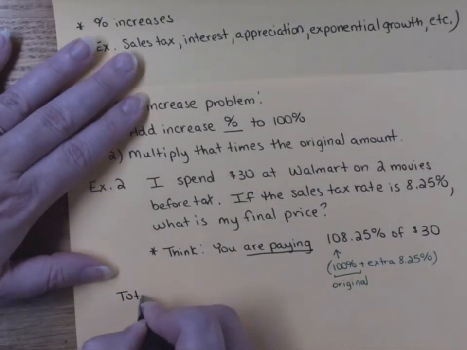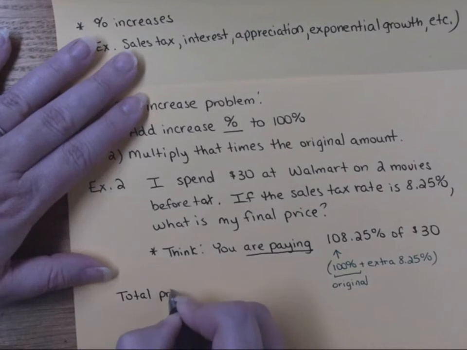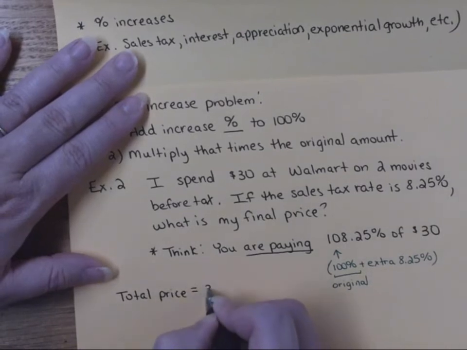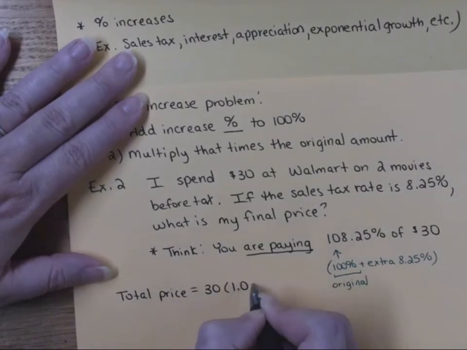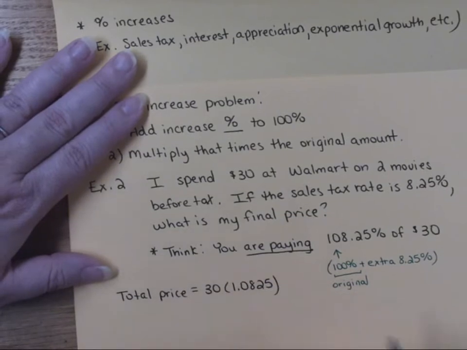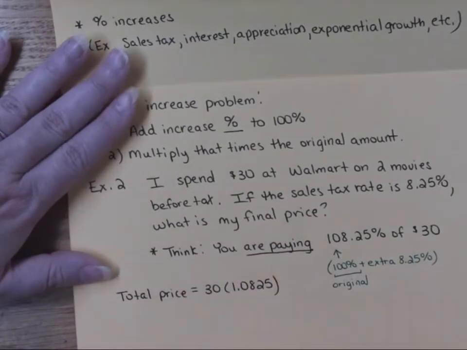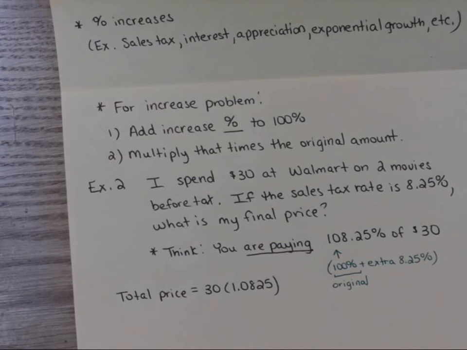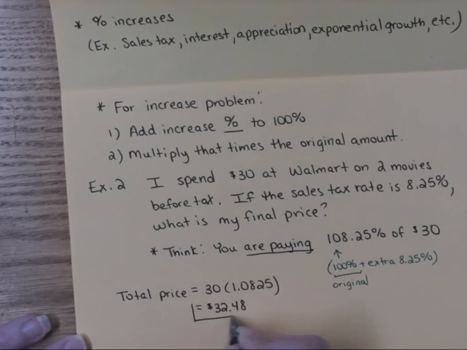So if I want to know the total price, I can just do 30 times 1.0825. Notice I moved the decimal place twice, right? So that's what we do with percentages. So if you do that with probably a calculator's help, we could get that the price is $32.48.